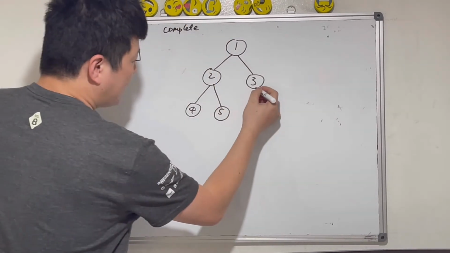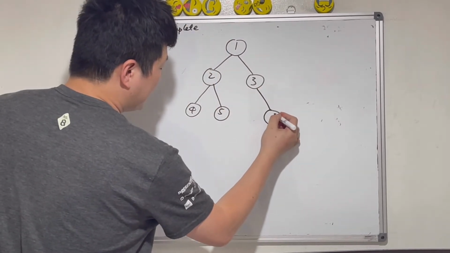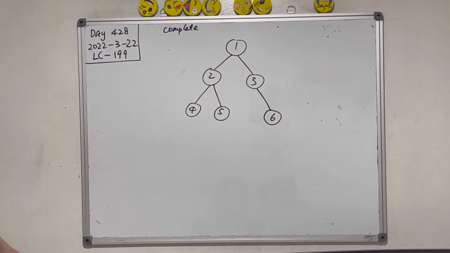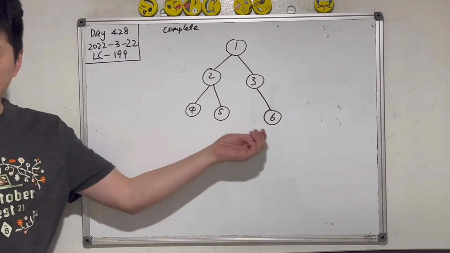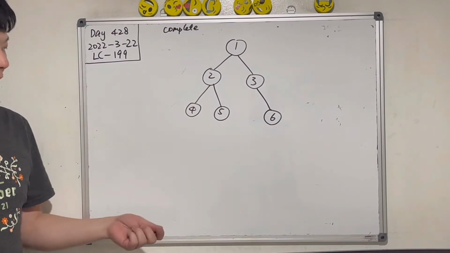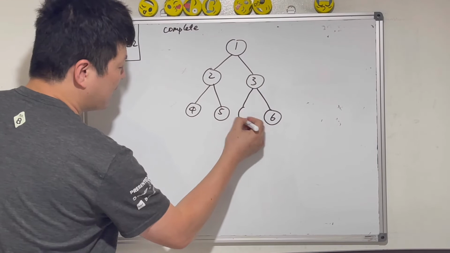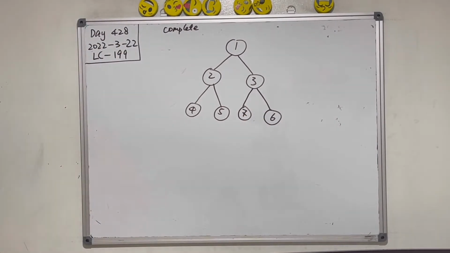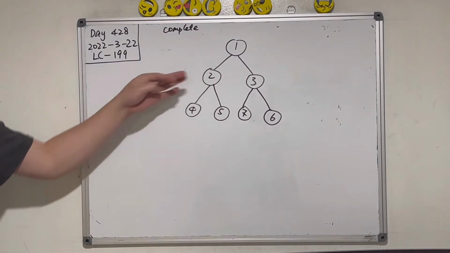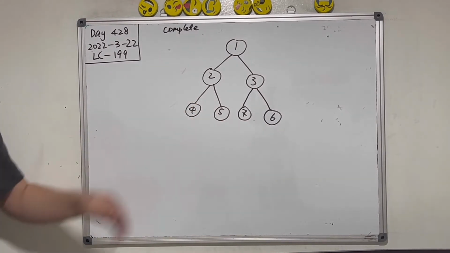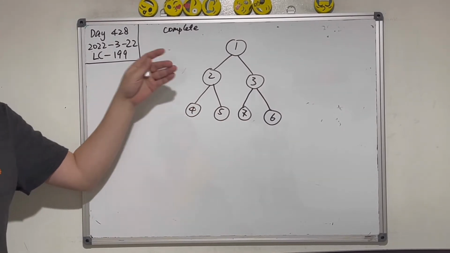Okay, so let's see. Is this complete? Yeah, 1, 3, 6. Is this a complete binary tree? No. Why is that? It has a hole in it. Yeah, well done. And if we fill this hole, it's also a perfect binary tree because every level is completed. It's called a perfect binary tree.